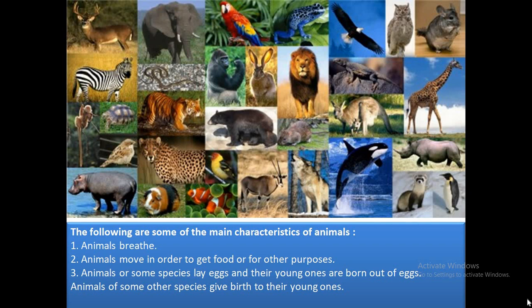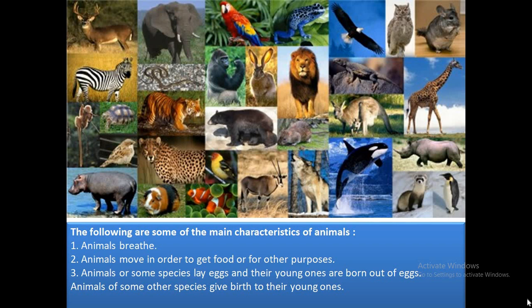The following are some of the main characteristics of animals. Animals breathe, that means they breathe in oxygen and let out carbon dioxide. Animals move in order to get food or for other purposes. Some species lay eggs and their young ones are born out of eggs. You must have seen eggs of birds.